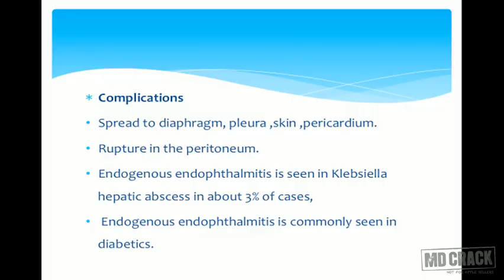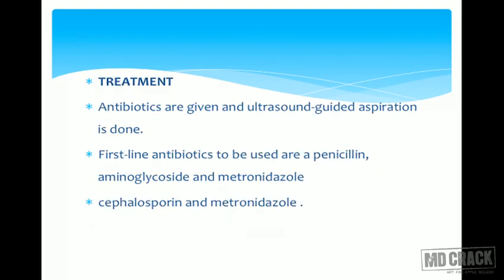Endogenous endophthalmitis is seen in Klebsiella hepatic abscesses in about 3% of cases. This endogenous endophthalmitis is commonly seen in diabetic patients. What are the treatment choices? Antibiotics are given and ultrasound guided aspiration is done.